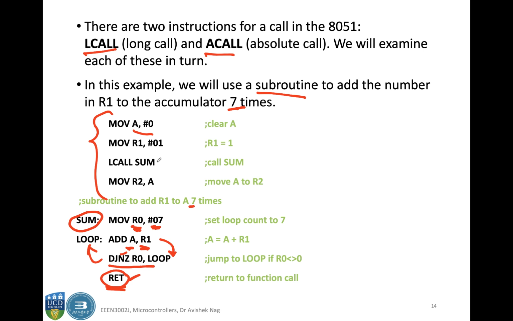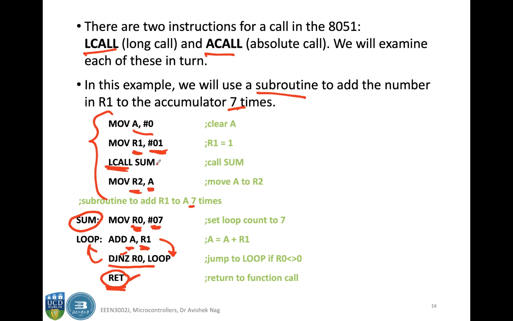and then you are moving 1 to R1, because let's say you have to have some number in R1 which you are adding 7 times. So let's say that number is 1. Okay, and then you are calling, using the LCALL instruction, the sum subroutine which is doing the looping of 7 times, or the repeated 7 time addition, and then you are moving the contents of the accumulator to R2 in your main program.